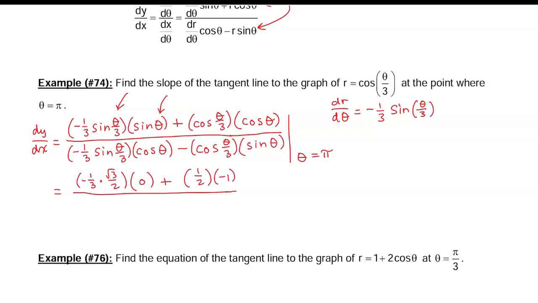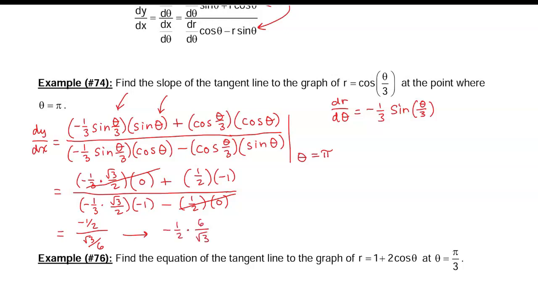In the denominator, I'll have negative 1/3 times root 3 over 2 again, but this time I have to evaluate the cosine of pi, so that's negative 1, minus the cosine of pi over 3 is 1/2, and the sine of pi is 0. We have two terms that are going to 0, so in the numerator this term and in the denominator that term. In the numerator we have negative 1/2, and in the denominator we have root 3 over 6. So if I rewrite that as negative 1/2 times the reciprocal, I can see the 2 and 6 will cancel. This is negative 3 over root 3, and when I rationalize the denominator, I get negative root 3 as my answer.